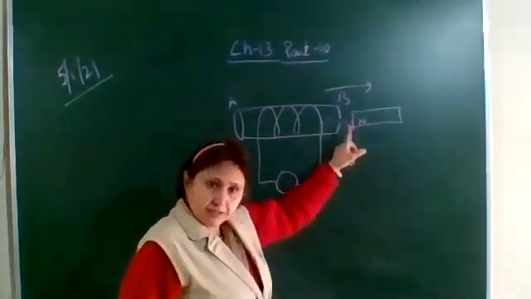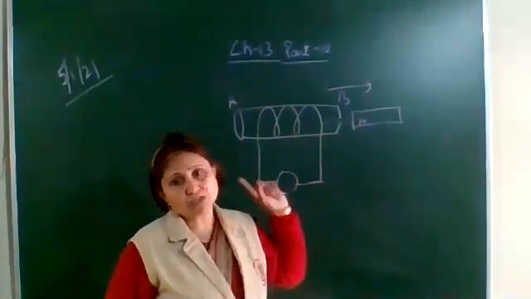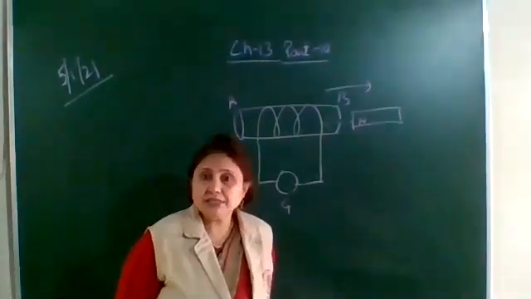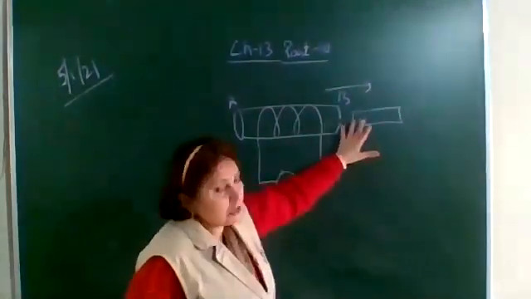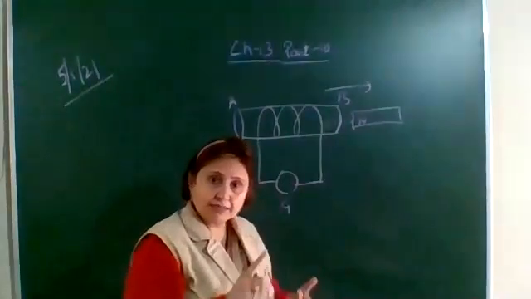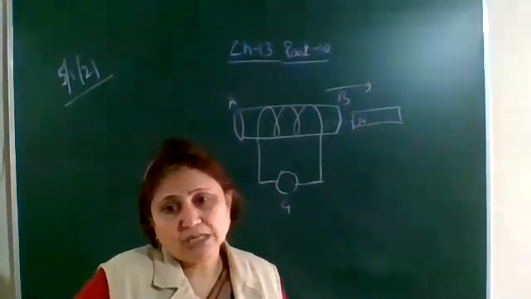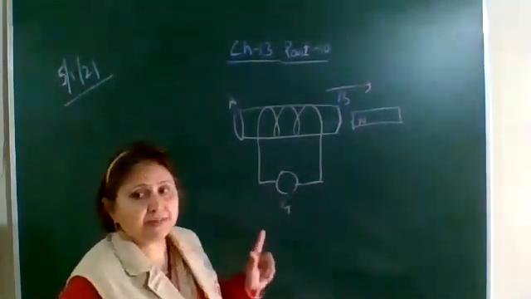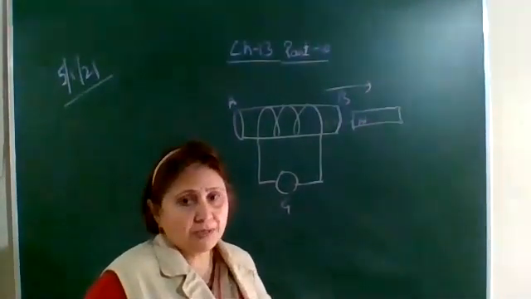So, if either the magnet is moved in or out, or the coil is moved towards or away from the magnet, then also the galvanometer will show the deflection. That is, the induced current will be produced in this coil. But if both are stationary, that is, the coil is not moving and the magnet is also stationary, then no current will be produced in the galvanometer. That is, the pointer of the galvanometer will rest at zero, that is at the center. So it means no current is produced.